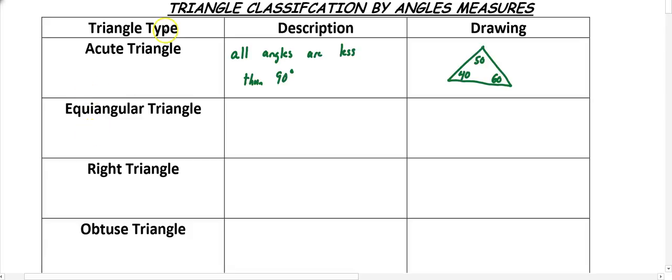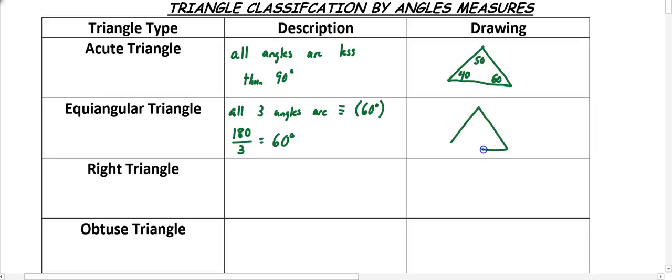An equiangular triangle means that all three angles are congruent. This only happens when they are 60 degrees, which should make sense because remember the sum is 180, and if we divide by three angles, they all have to be 60 degrees. So in an equiangular triangle, all three angles could be marked congruent because they're the same, and they're all going to be 60 degrees.